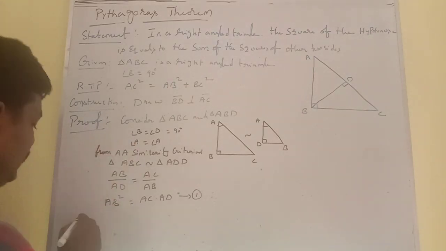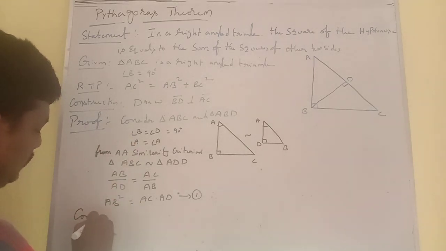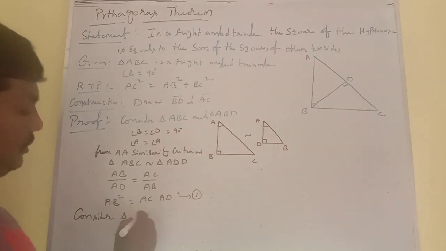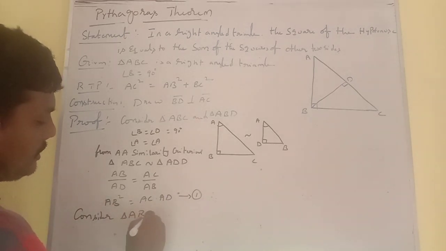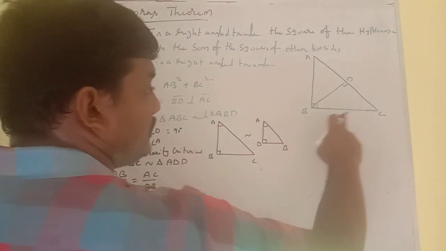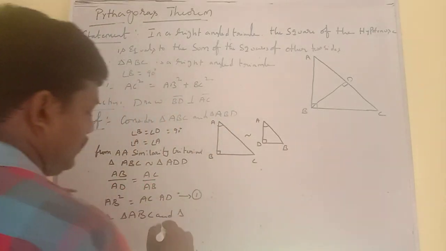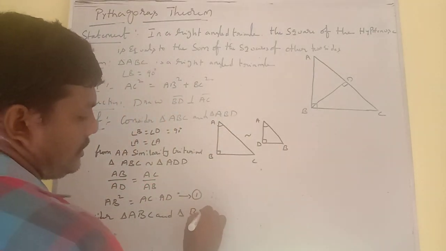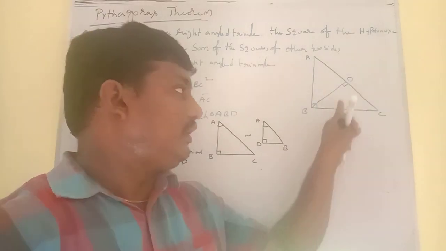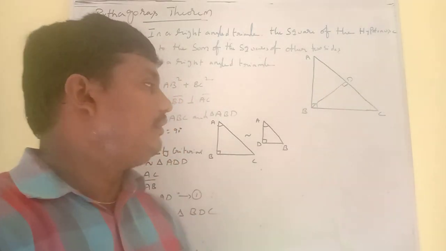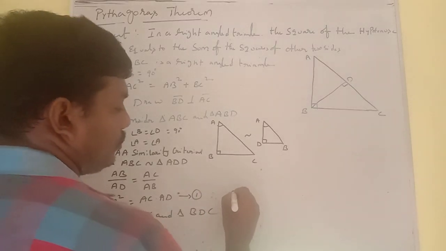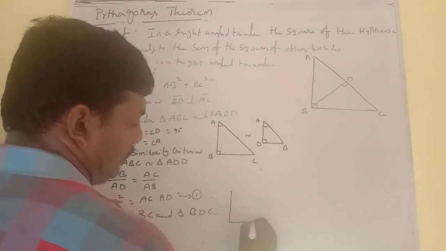Like that, consider triangle ABC again and triangle BDC. Now consider the main triangle and this subtriangle. So if you consider these two triangles, here also I am going to consider the diagrams separately.